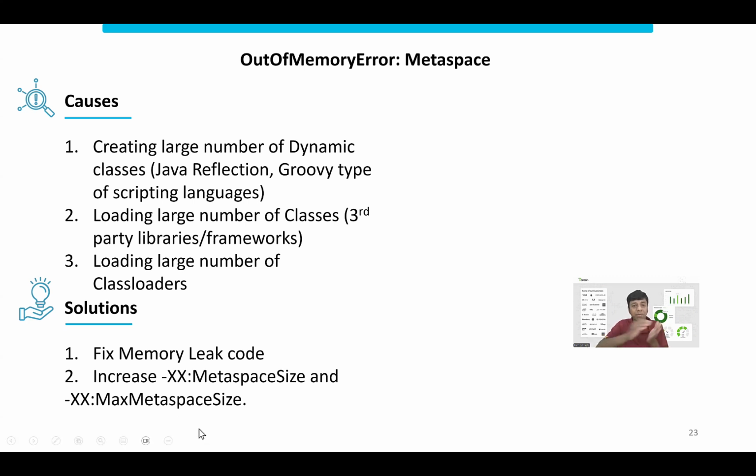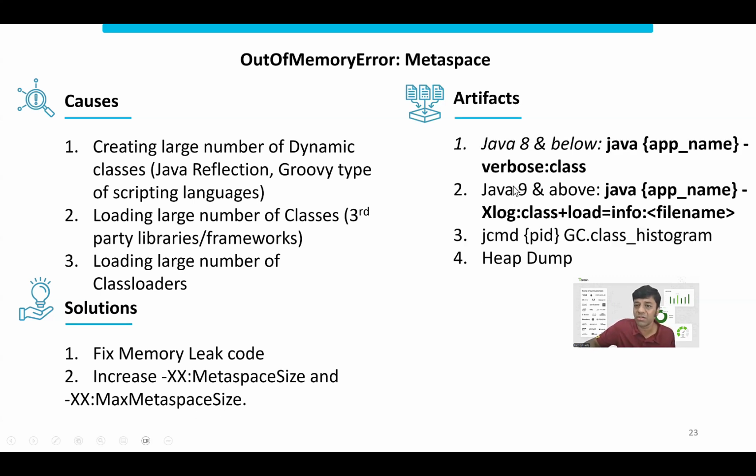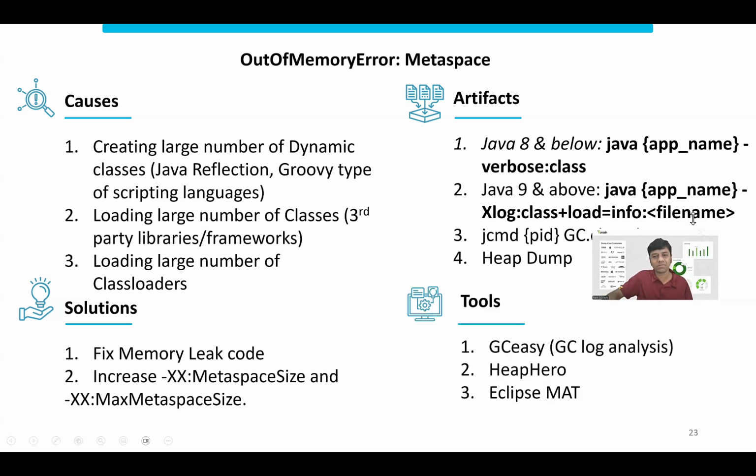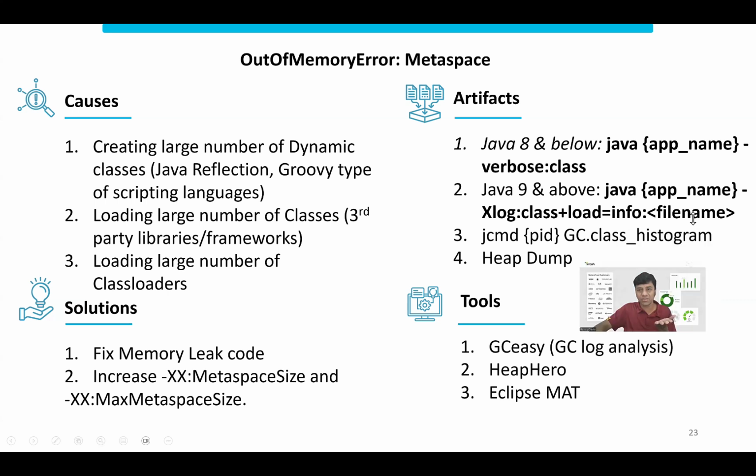Sometimes, genuinely, it could be organic growth. Maybe an application has been growing and adding a lot of third-party jars and sufficient metaspace is not allocated. Then you'll get this error. In that case, increase your metaspace size with these arguments. What is the artifact you need to troubleshoot it? If you're running on Java 8, pass verbose class. For Java 9 and above, pass this argument. There are a couple of more approaches, but these two are pretty effective and simple techniques. As for tools, just a text editor is good enough for you to see what the problem is.